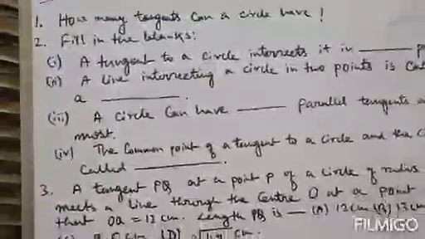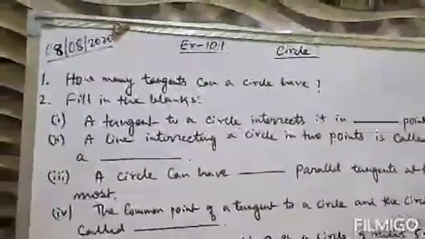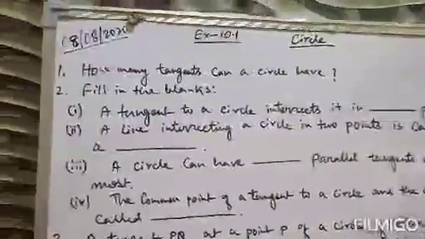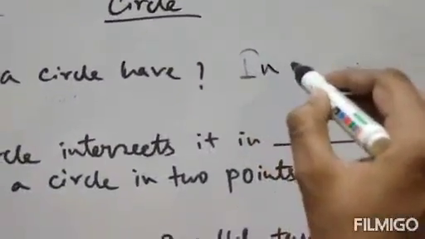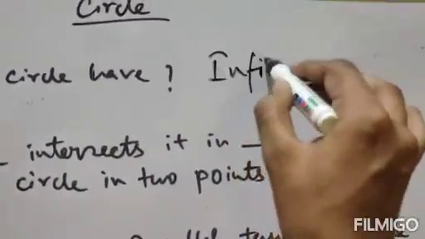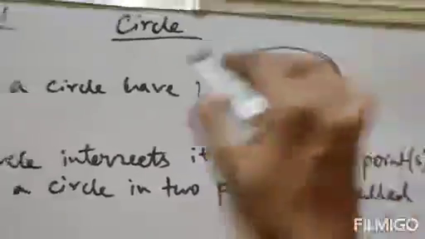First question from exercise 10.1, question number 1. Question number 1 says, how many tangents can a circle have? A circle can have infinite tangents.